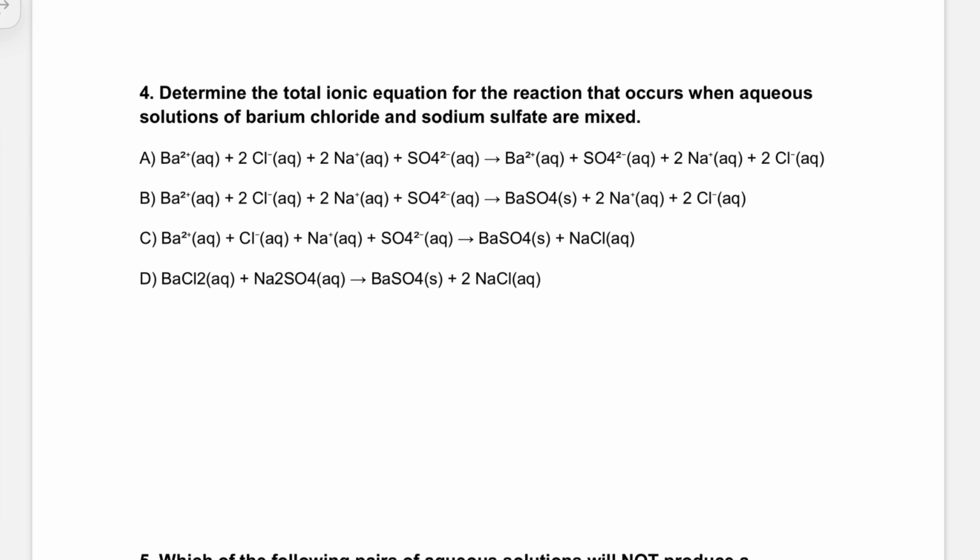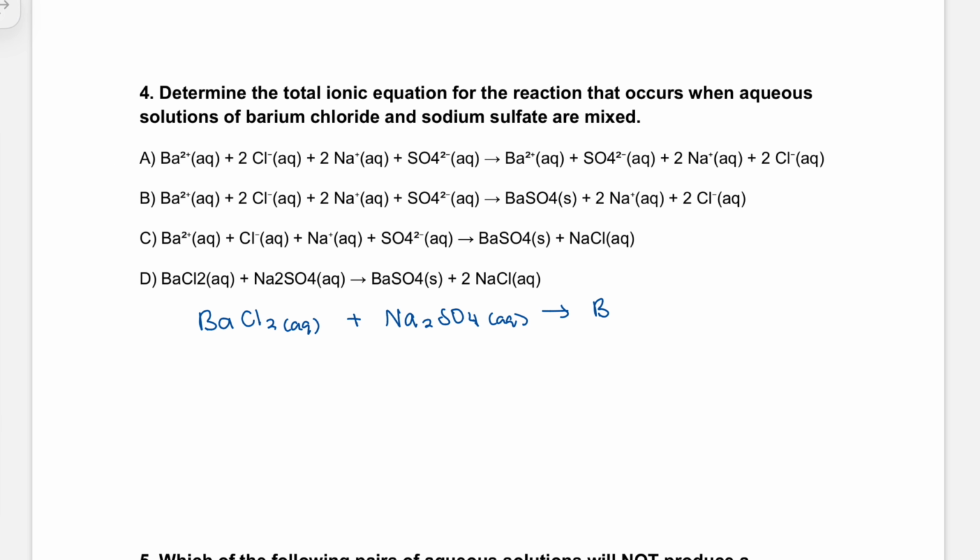Okay, question 4. Determine the total ionic equation for the reaction that occurs when aqueous solutions of barium chloride and sodium sulfate are mixed. So first thing we do is we write out the two reactants. So we have barium chloride, which are aqueous solutions, and we have sodium sulfate. Now let's just do our double displacement.